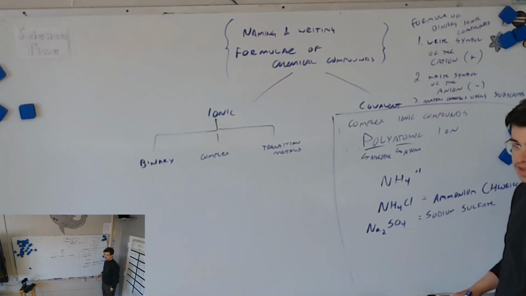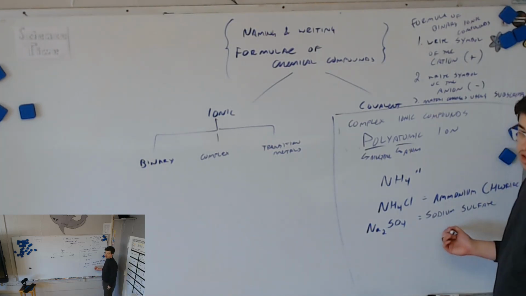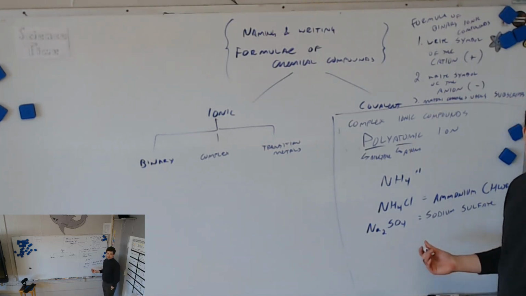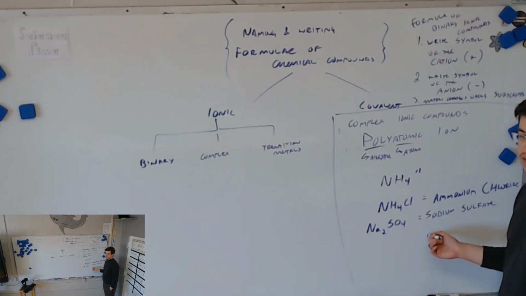Sodium sulfate. This is the stuff in your shampoo that people hate. Really? Mm-hmm. If you look on your shampoo box and it says sodium sulfate, it might say something like sodium lauryl sulfate, but it's basically the same thing. And that's a good soap. But people think it gives you zits, and some people think it gives you cancer. I don't know. Anyway, this is sodium sulfate.